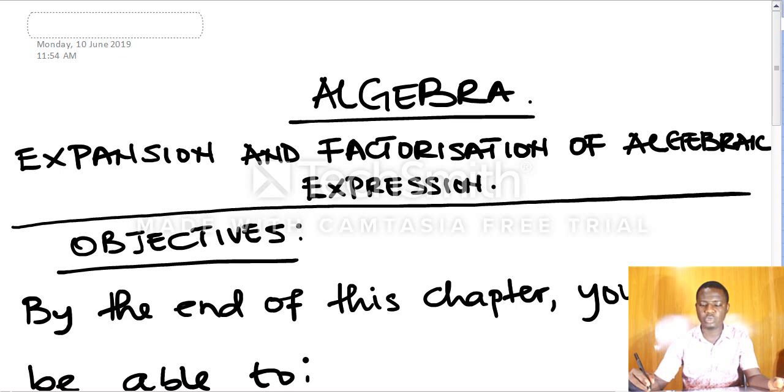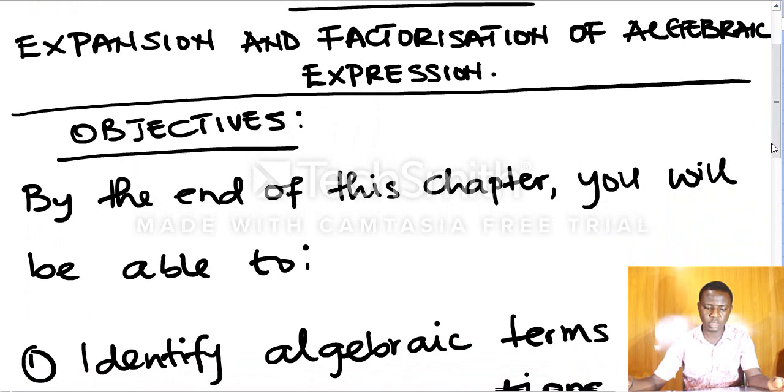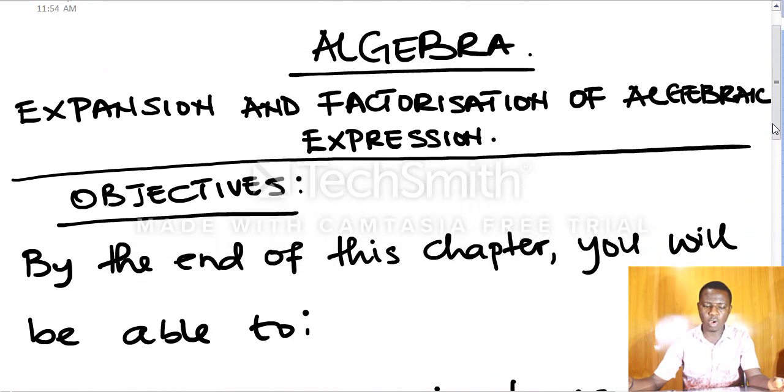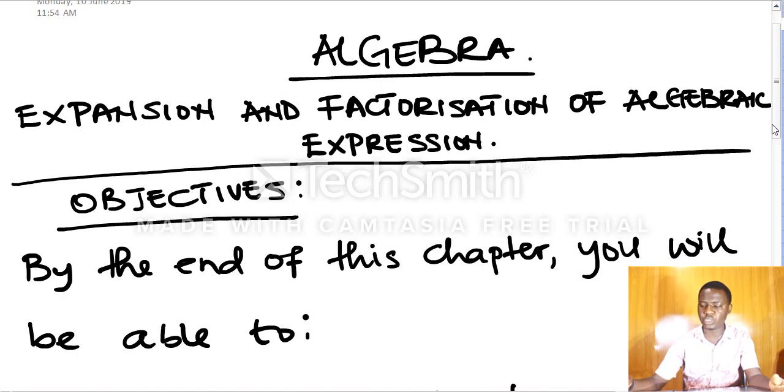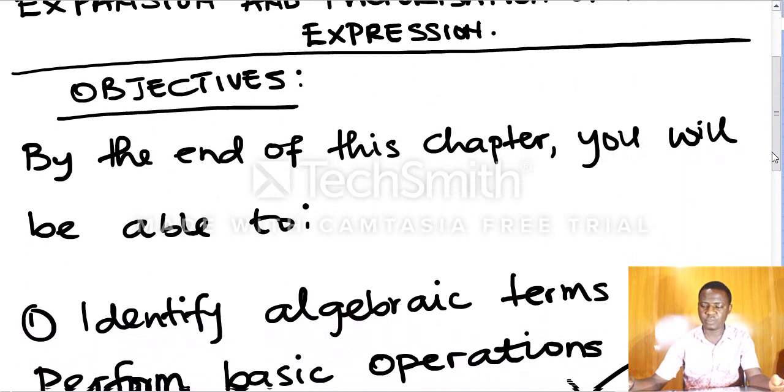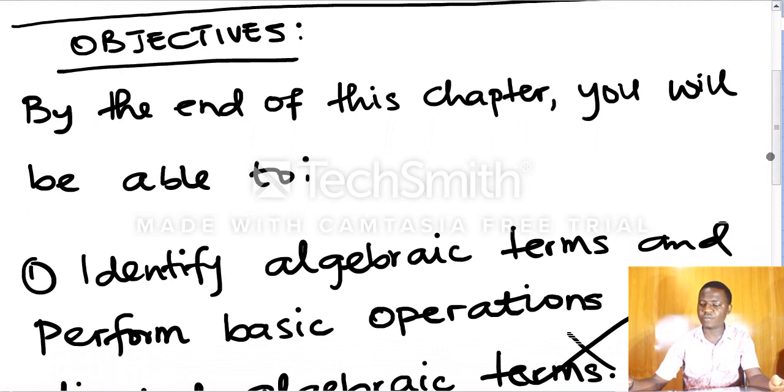Today's class is a continuation of our previous classes on algebra. Before we go into the topic of today, let's take a recap on what we have done. On algebra, we are looking at the expansion and factorization of algebraic expressions with the following objectives, some of which we have done during the course of our previous classes.